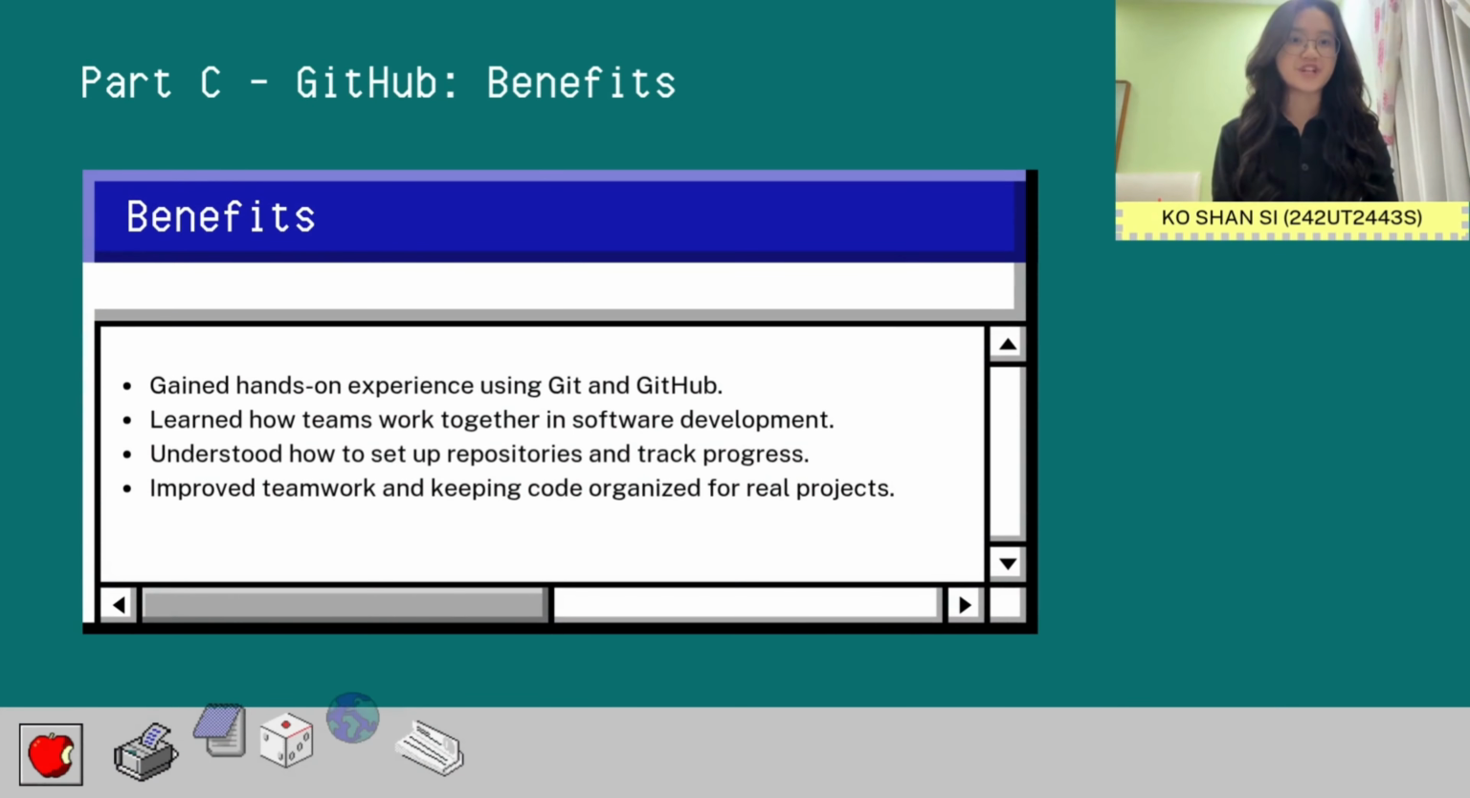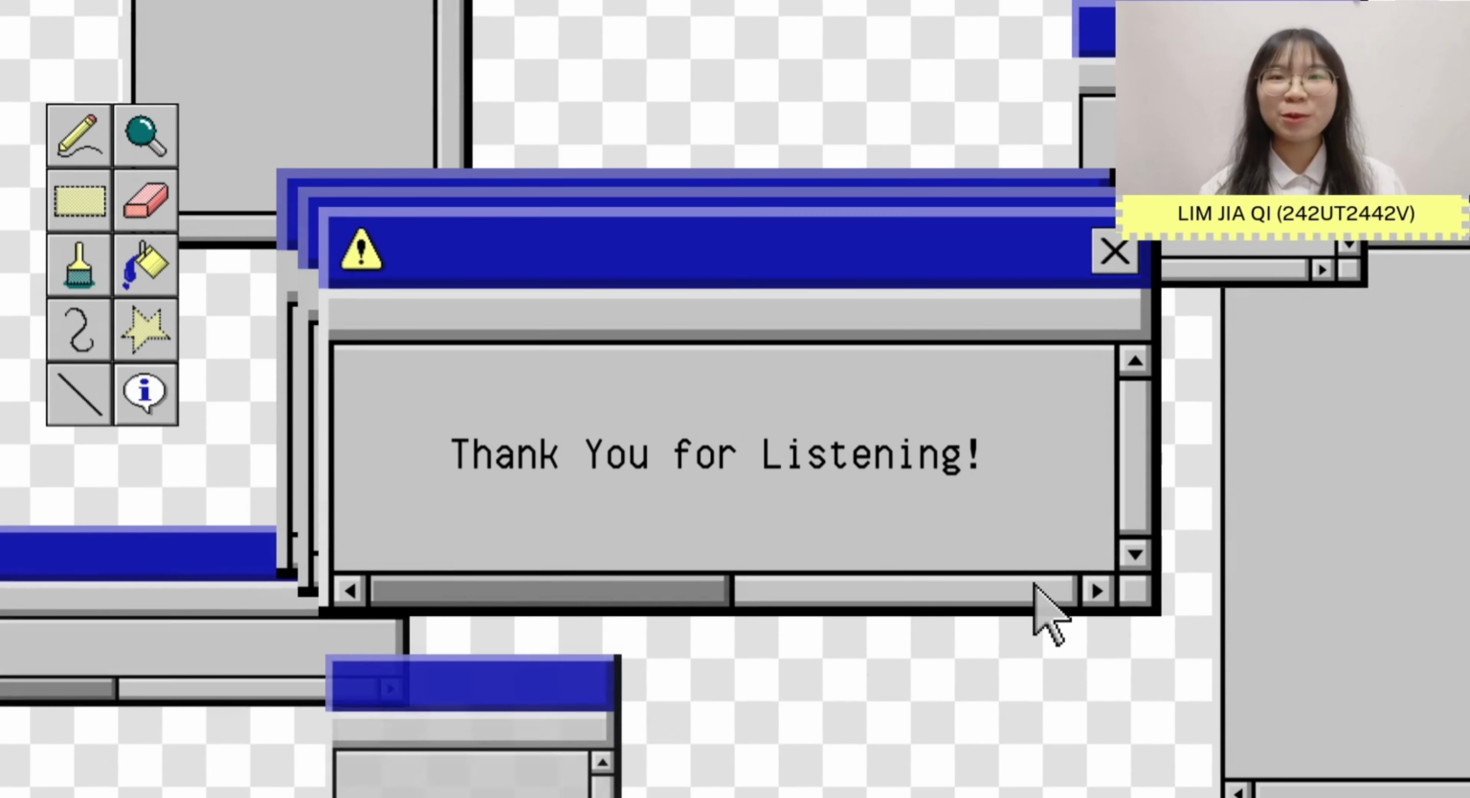Though this path was challenging, it also gave us valuable skills, like how to use Git and GitHub in real projects. We understood how a team works together in coding, how to manage and track our progress, and how to keep code clean and organized. Besides, it really improved our teamwork and gave us a good foundation for future software development projects.